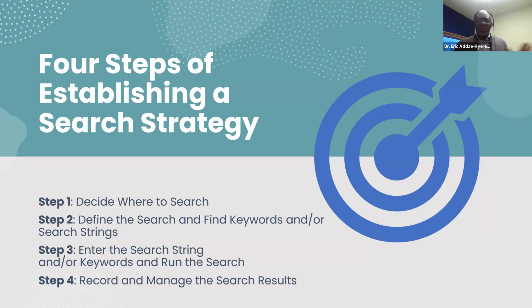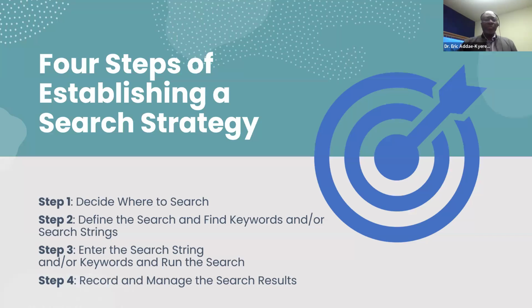So once you've decided where you're going to search, the next thing is to define the search, and find keywords and or search strings. We'll have examples a bit later. But what that does is that it makes your search a bit more focused. So it's very important that once you've got the assignment or a topic or the research question or whatever it is that you want to search for information about, you find some keywords in there to build what we call a search string to help you find the resources or information you need.